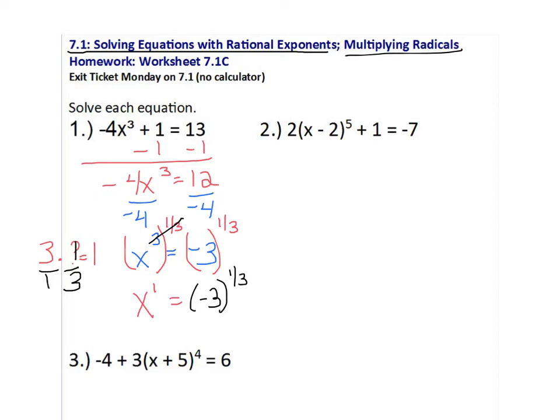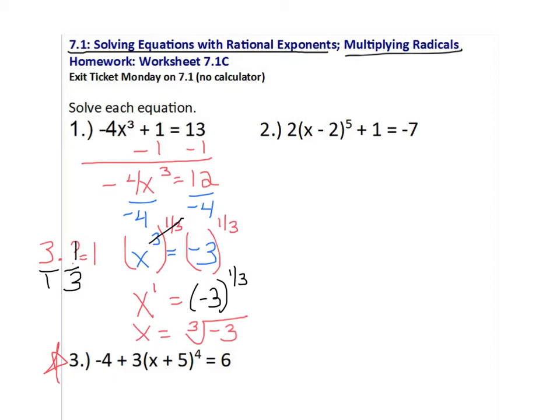So we can leave our answer just like this. You must have these parentheses around the -3. Another way you could write your answer is the 3rd root of -3. Because the denominator of the rational exponent that we chose was odd, I do not need plus or minus. When we get down here to number 3, we'll talk about if we do need a plus or minus.